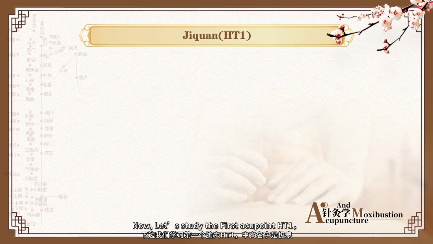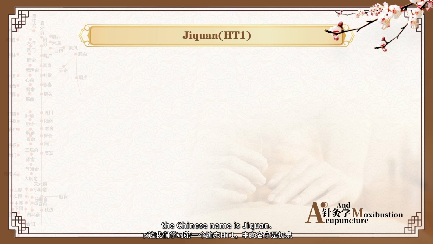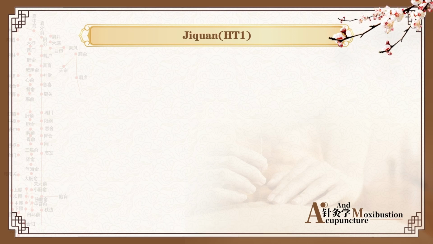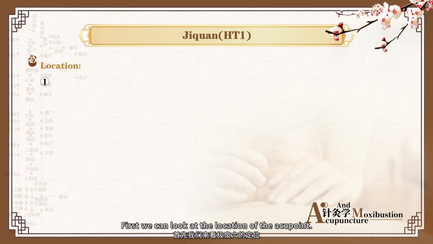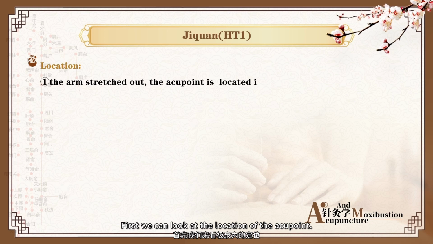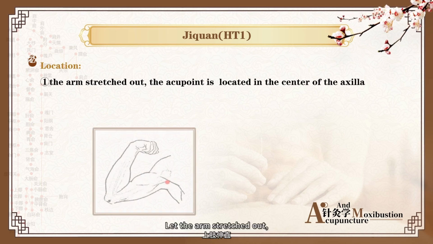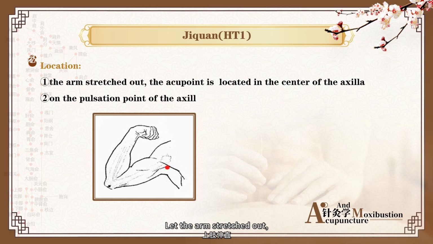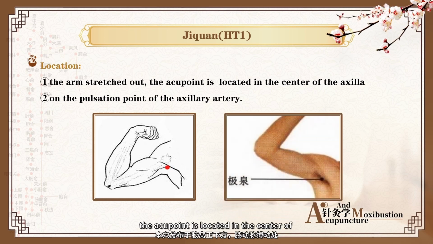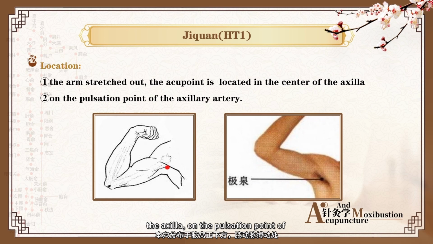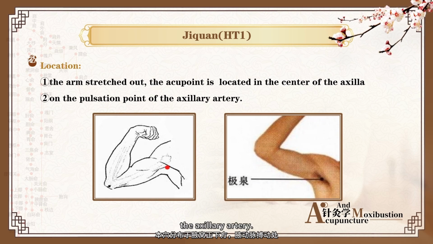Now, let's study the first acupoint, heart 1. The Chinese name is 极泉. First, we can look at the location of the acupoint. Let the arm stretch out. The acupoint is located in the center of the axilla, on the pulsation point of the axillary artery.